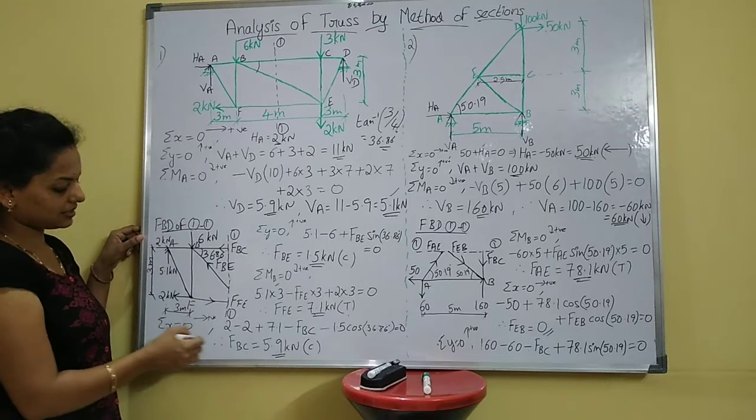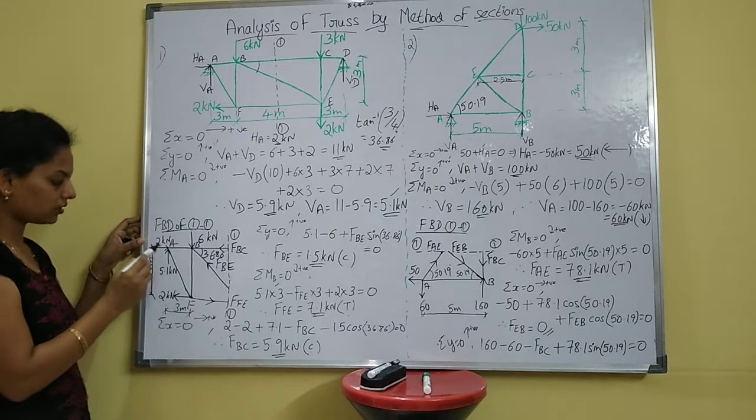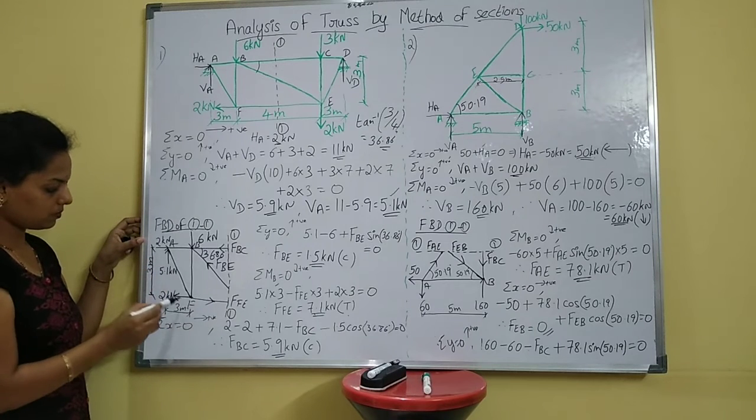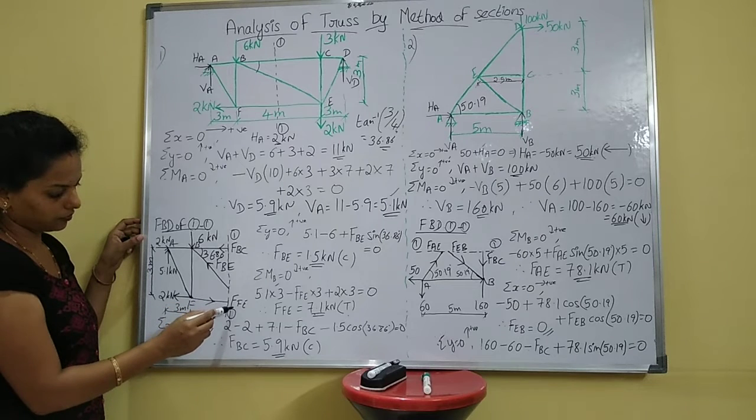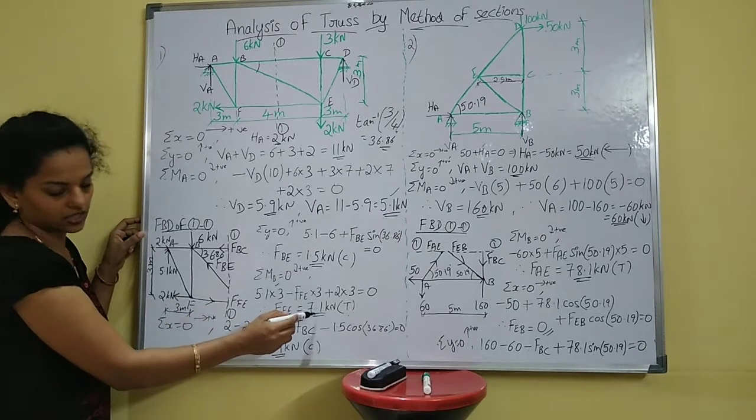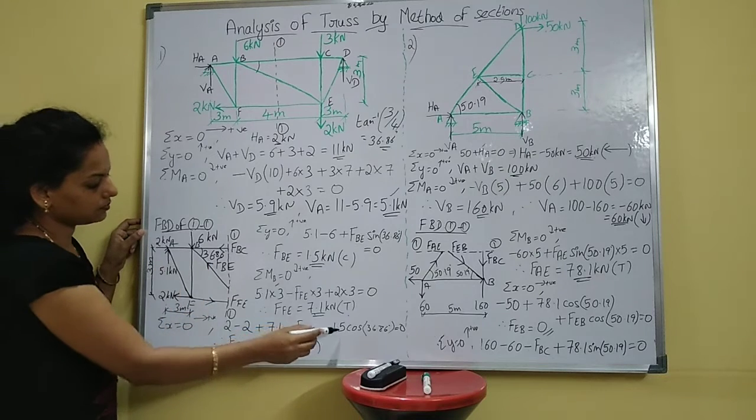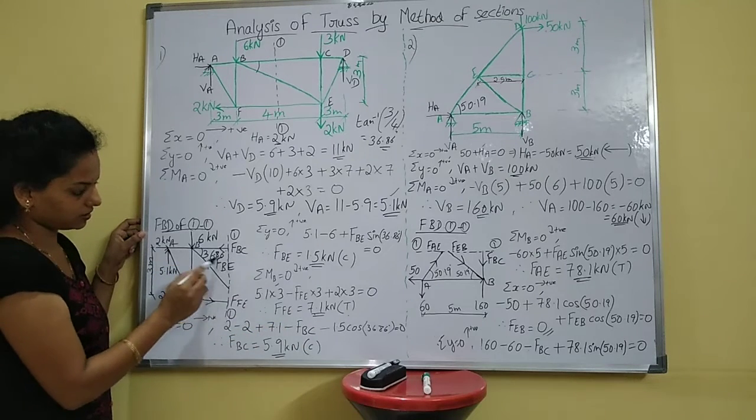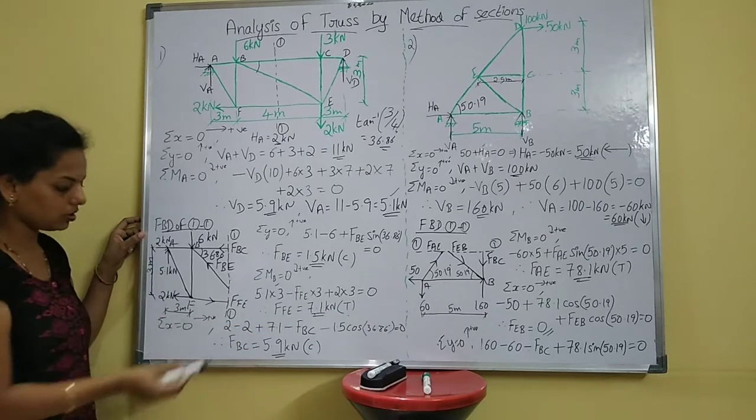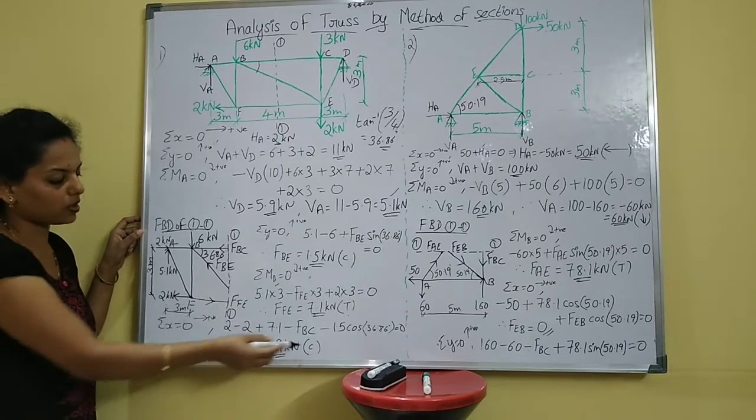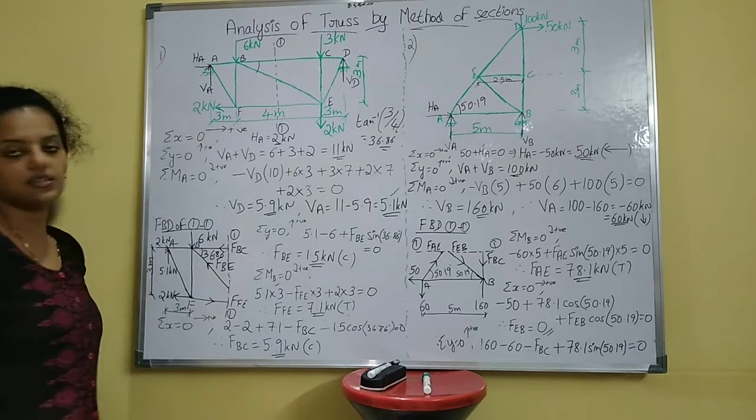Later, summation x equal to 0, towards right as positive. Consider all the horizontal forces. This is 2 minus 2 plus FFE, that is nothing but 7.5 from the previous step, minus FBC minus 1.5 into cos of 36.86 equal to 0. You have FBC as 5.9 kilonewton. This is towards the joint, so it is compression.